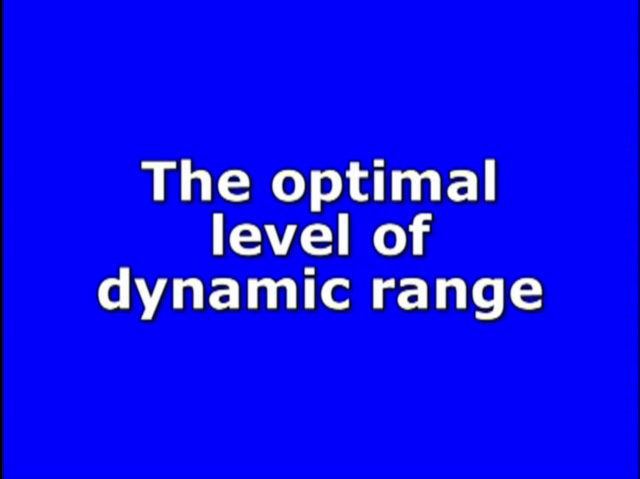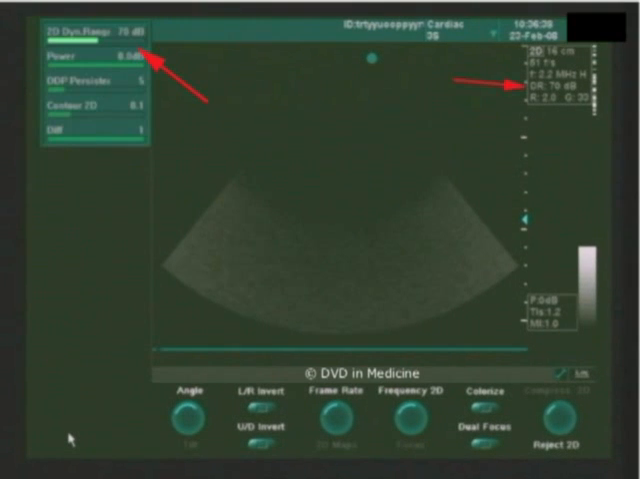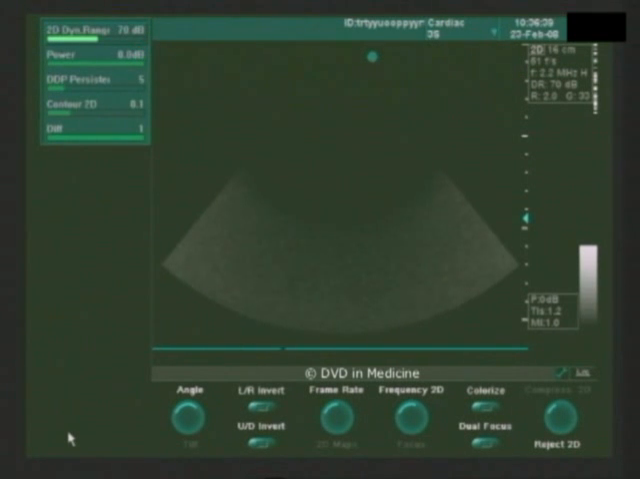The optimal level of dynamic range. Dynamic range setting has a significant impact on the image characteristics. Dynamic range is usually set between 70 and 75 decibels.